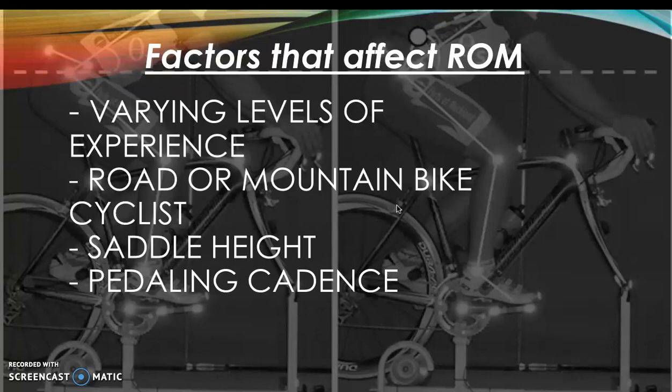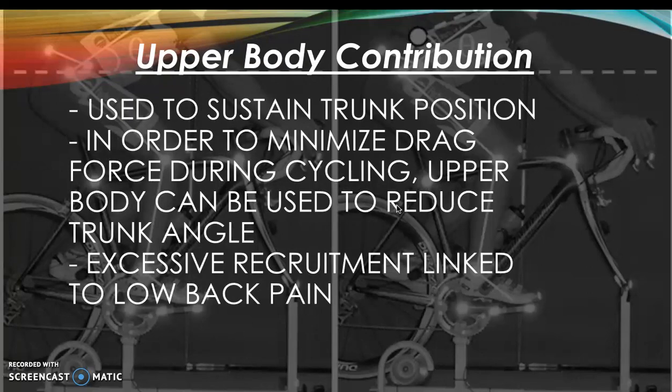And of course, the road or mountain bike cyclist can vary as well due to the difference in crank length, which changes the radius of the circle drawn by the pedal motion, and the saddle height, which will lift the hips of the rider up further away from the pedals, changing the range of motion as well. Now, the upper body's contribution is mostly for stabilizing the upper body to create a stable platform from which we can generate force at the pedals, and a weak core for doing this will create excessive recruitment, which can cause low back pain as well.